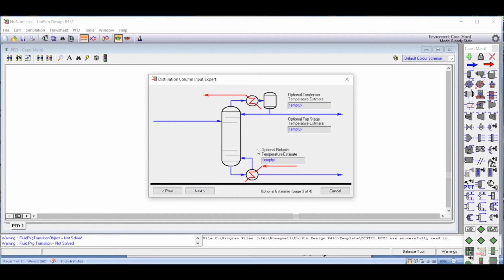So let's go to the next one, and here we have the optional condenser temperature. This is optional. That means if you give it, that will be taken as a first guess. If you don't give it, then it will take it on its own. So since this is optional, we'll just ignore this one. We go to the next, and then here you see the reflux ratio.